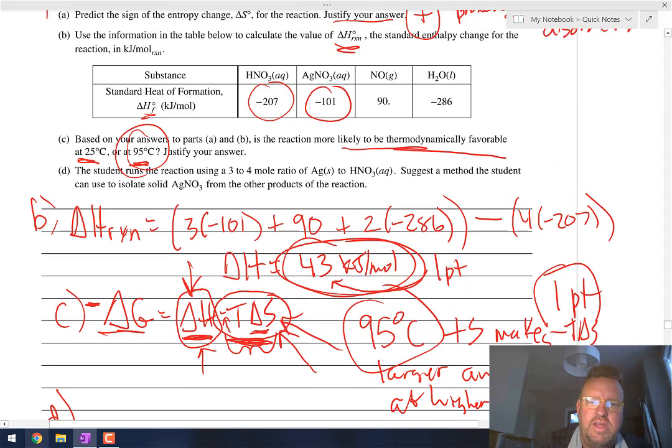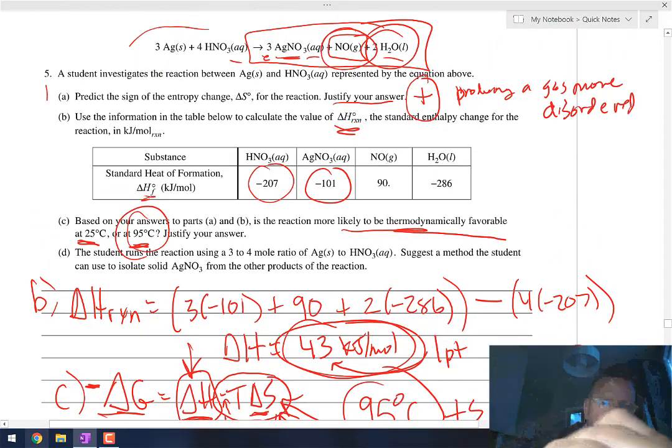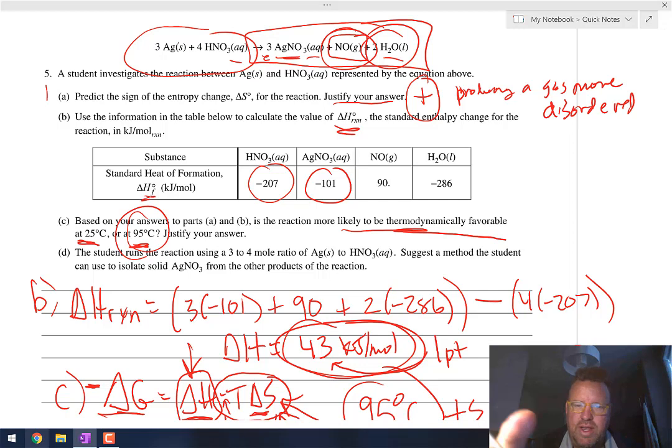of silver and nitric acid. So you can see a 3 to 4 ratio. Basically, they're saying there's no limiting reactant. They're both going to run out at the same time. So there's no reactant left over. That's really what they're trying to get across to you there. So then it says, suggest a method the student can use to isolate the silver nitrate.